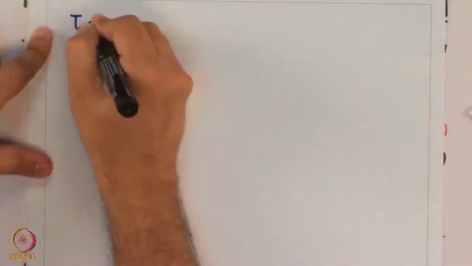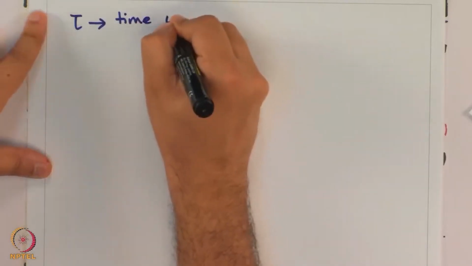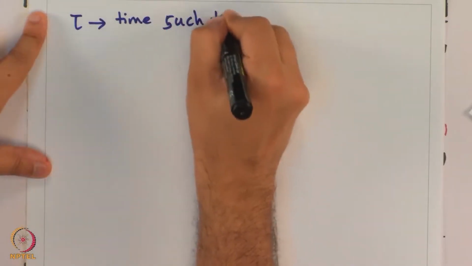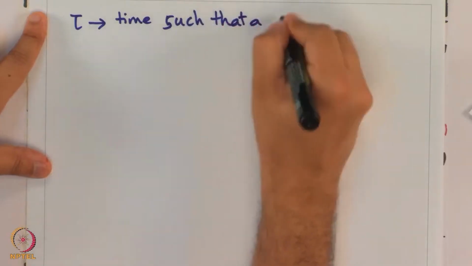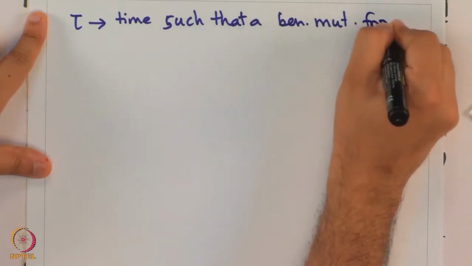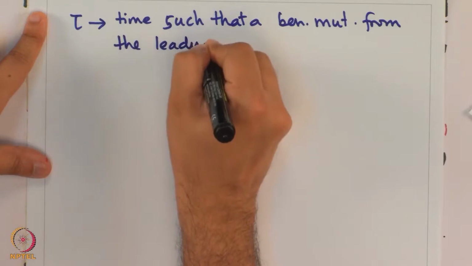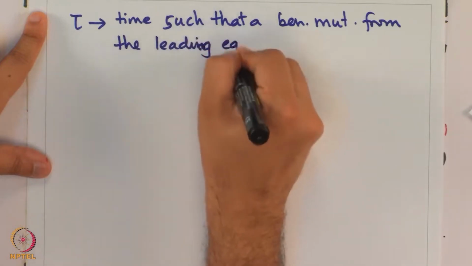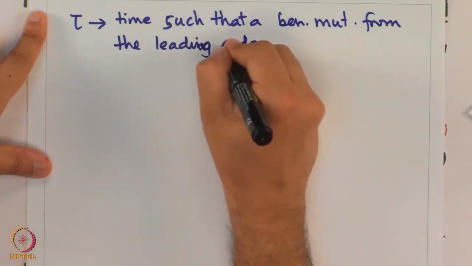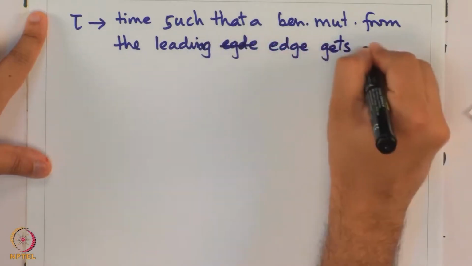So how do we estimate this tau? So again, tau is the time such that a beneficial mutation from the leading edge gets established.